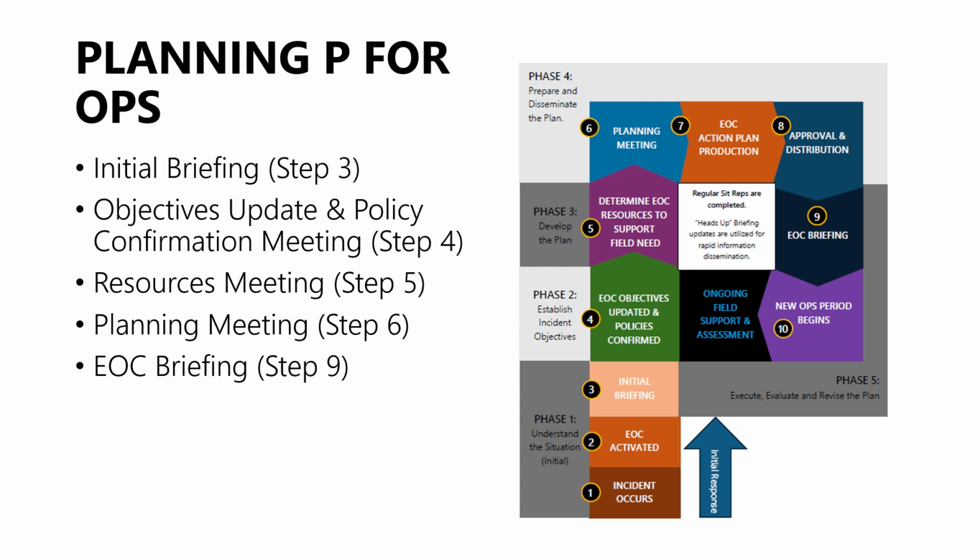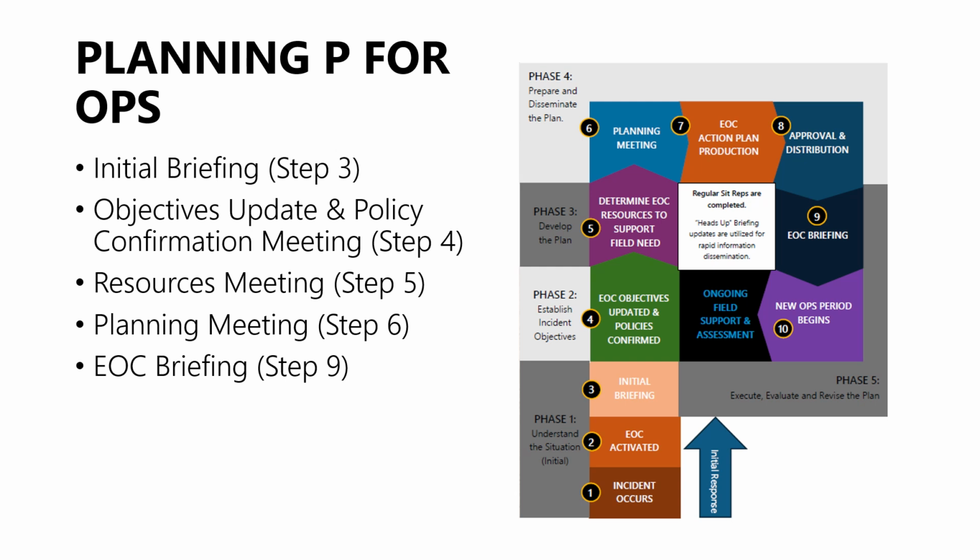Some of the meetings that you may see are the initial briefing meeting, also shown in step 3. The purpose of this is to provide information on current on-scene operations, agency and jurisdictional concerns, and establish the EOC organization. Outcomes from this meeting are going to be the organizational structure and a common operating picture. That meeting will occur only once at the beginning of the incident.